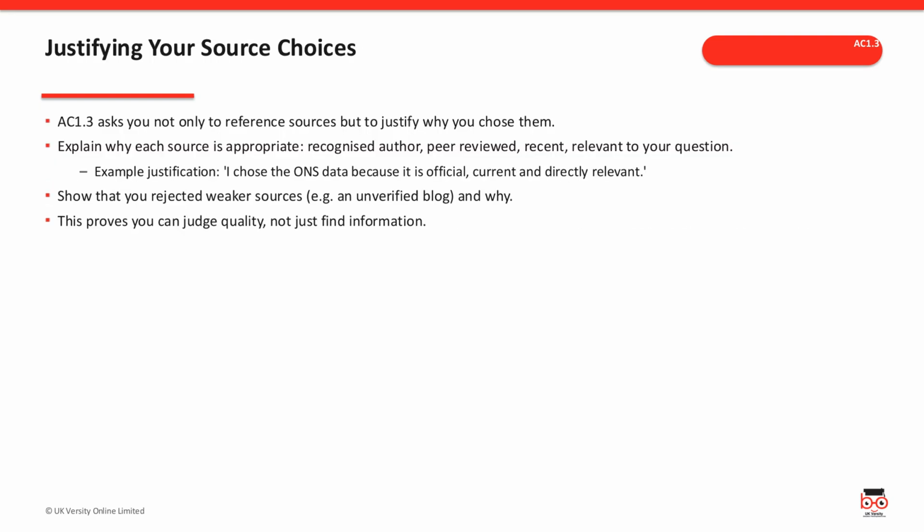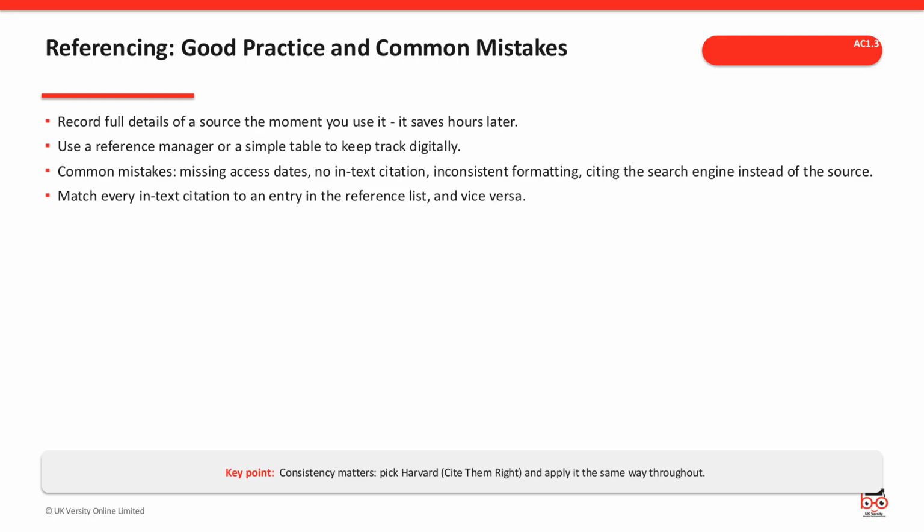This criterion asks for something a step beyond referencing. It wants you to justify why you picked each source. So you'd explain that a source is appropriate because it's by a recognized author, peer-reviewed, recent and relevant. For example, I chose the ONS data because it's official, current and directly on topic. It's just as useful to show what you rejected, like an unverified blog, and why. That proves you can judge quality, not just find things.